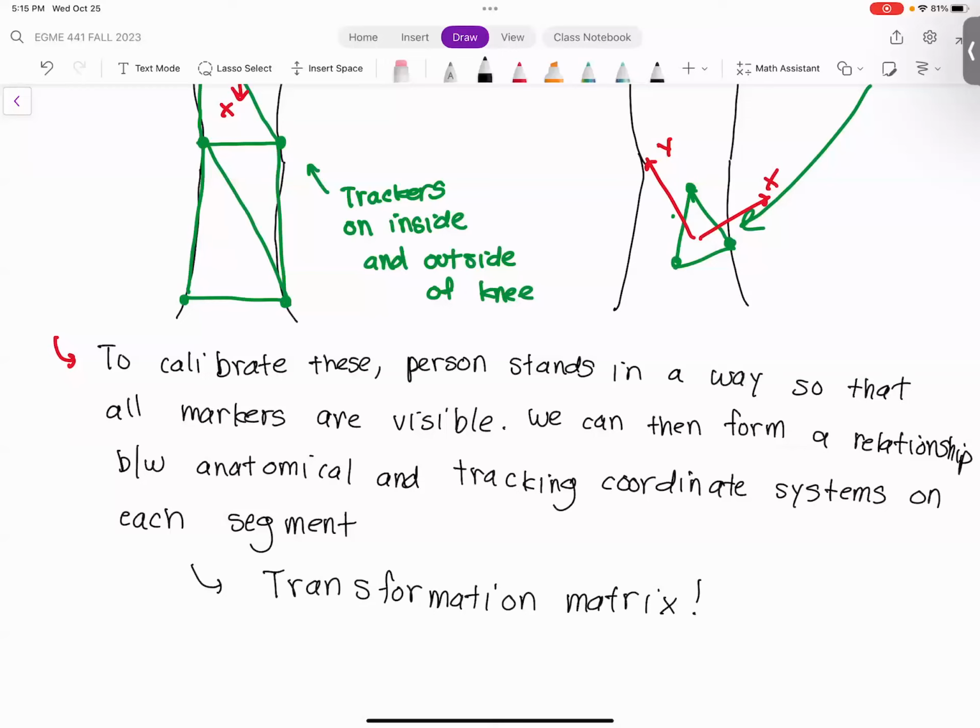Okay. All right. So, any final questions on this before we wrap it up for the week? Okay, all right. So when we come back on Monday, we'll talk about the mathematics of the transformation matrix. We'll see how that works.